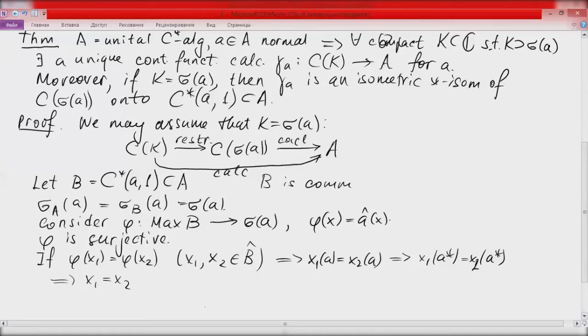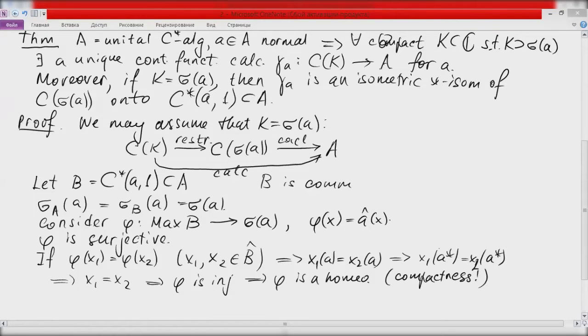Okay, so we see now that phi is injective. And now the standard compactness argument implies that phi is a homeomorphism. That's because the maximal spectrum is compact and sigma of A is Hausdorff. So we constructed a homeomorphism between the maximal spectrum of B, where B is the C-star subalgebra generated by our normal element little a, and the spectrum of A.